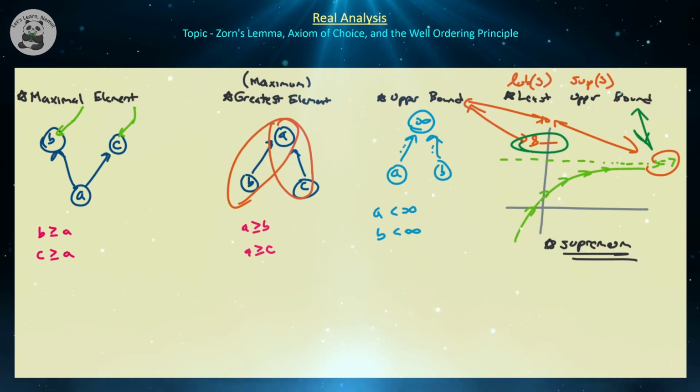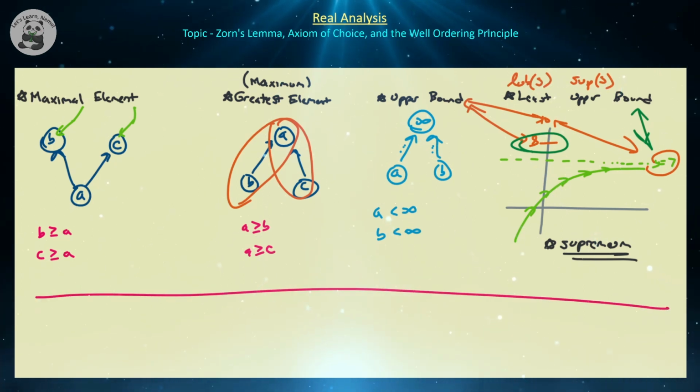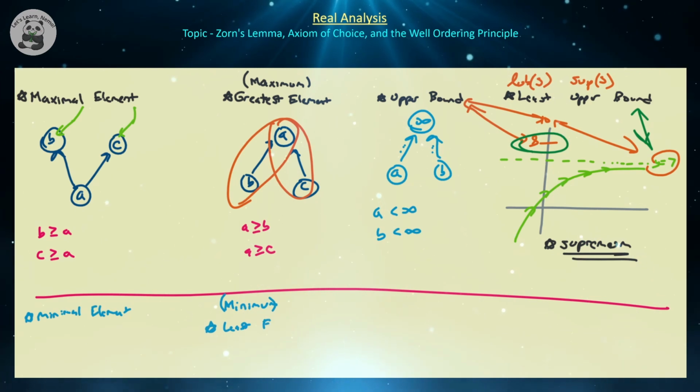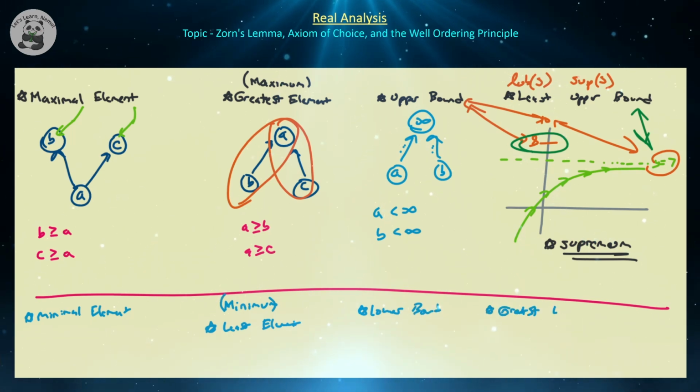And we also do have their counterparts, because we also have a minimal element, and then we have a minimum, or a least element, and then we have a lower bound, and then we have a greatest lower bound. And then we also have an infimum, right?